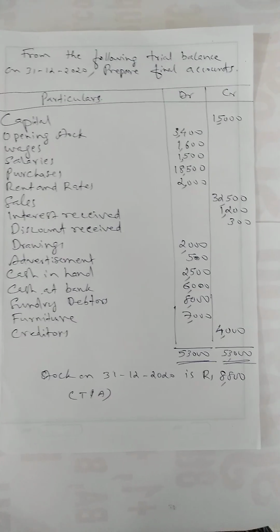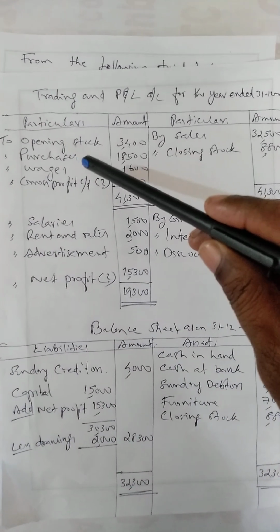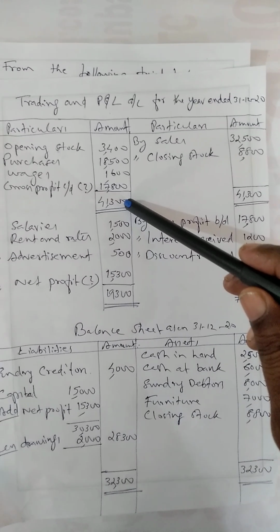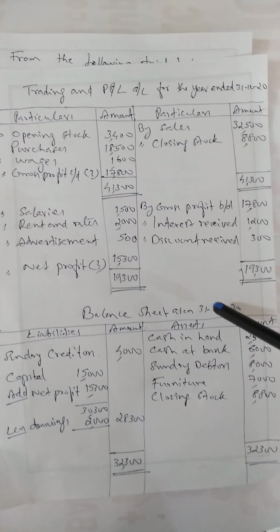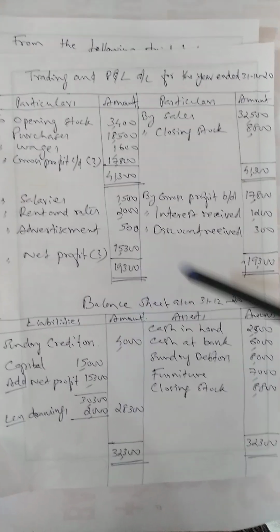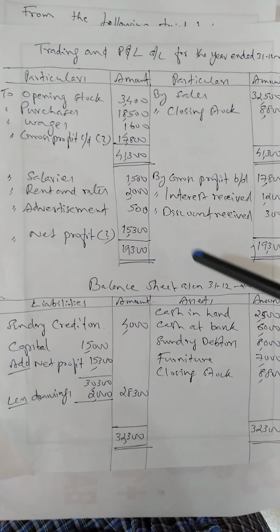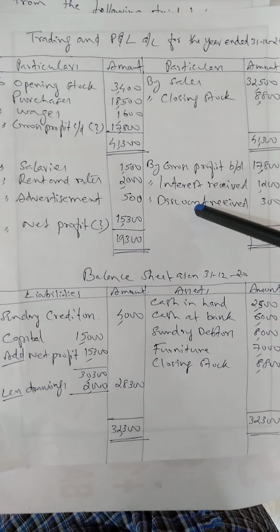We are continuing the discussion from the last video. So we prepared the trading account. We completed the trading account and we got the gross profit. And you know that by extending this trading account, we prepare the profit and loss account. Okay, so the trading account is extended and we start the preparation of the profit and loss account.